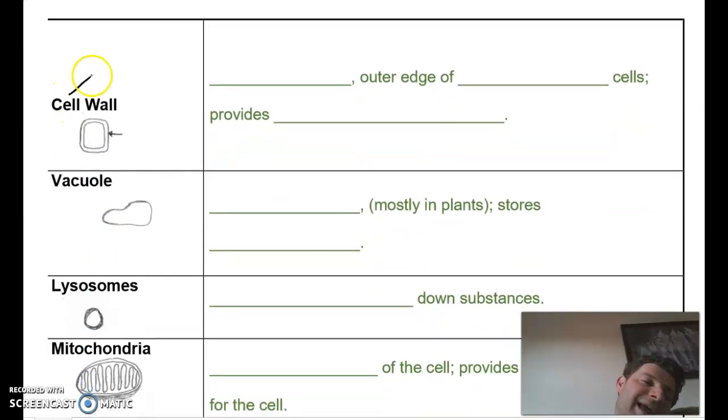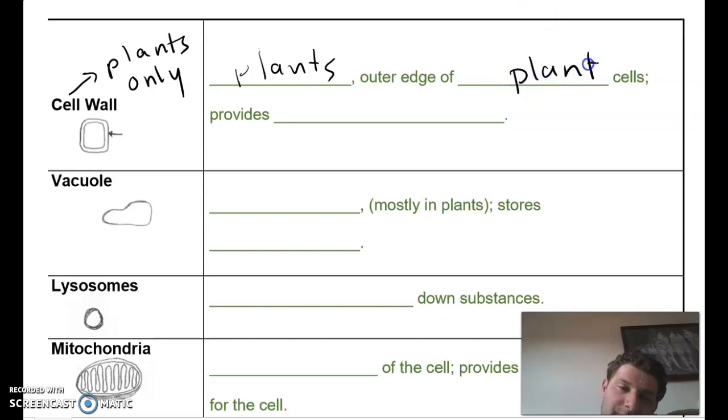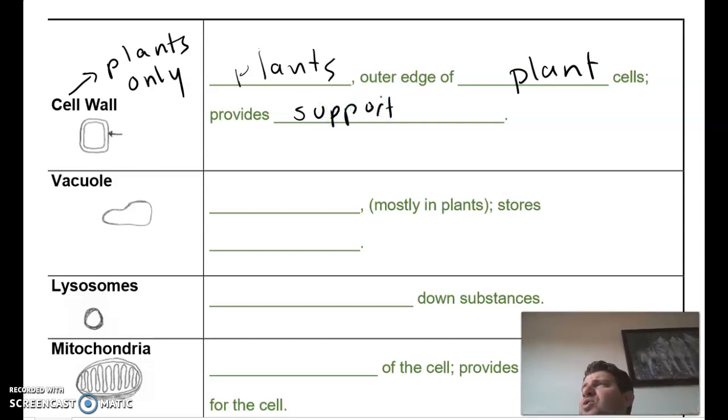Cell wall is in plants only. Okay? Only in plants. Outer edge of plant cells. And it provides more support. Think about a plant. A plant can't run. A plant can't move away from a predator. So they want to have a very supportive structure. So the cell wall goes around the cell membrane.